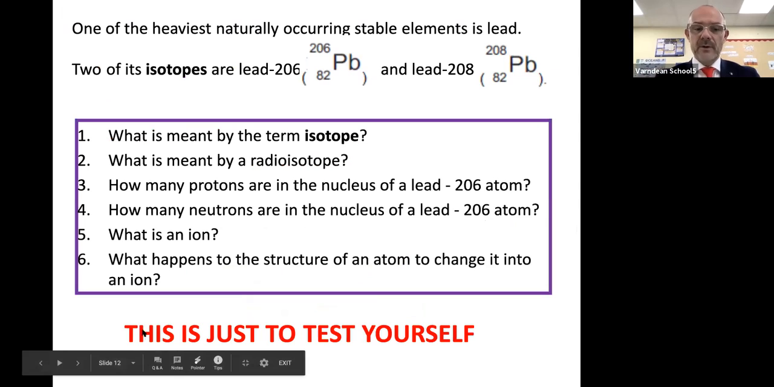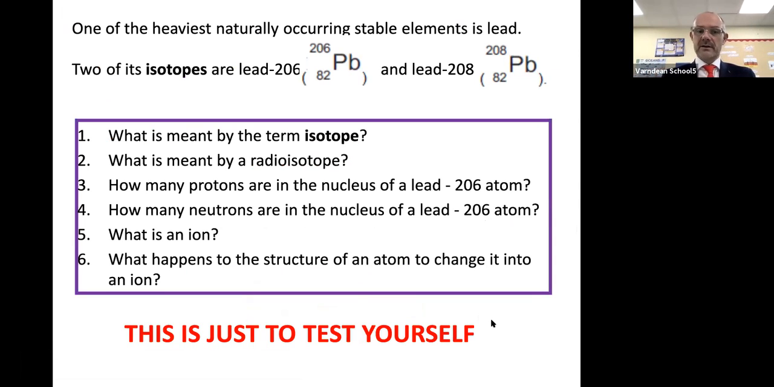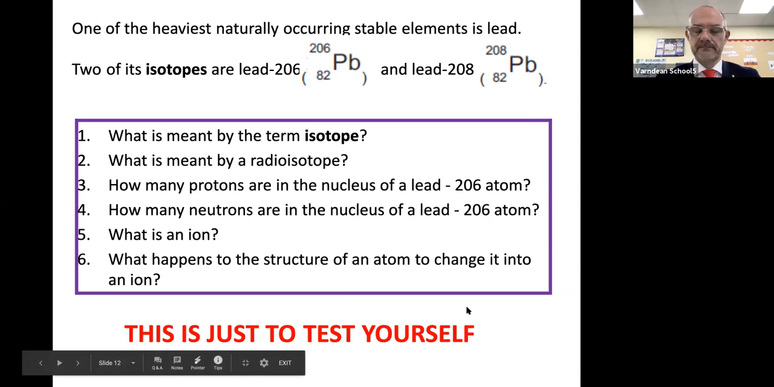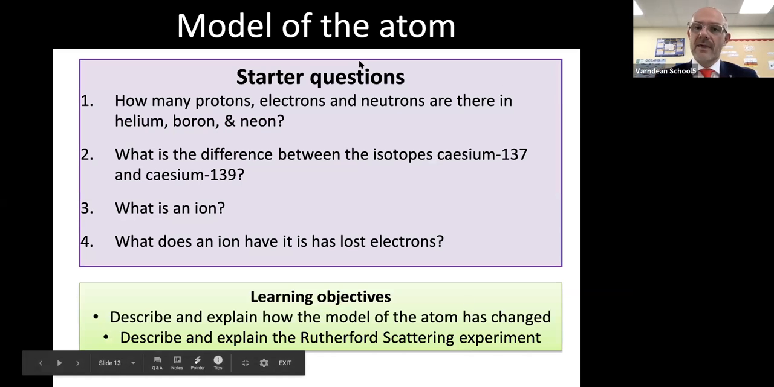Now, down the bottom in really big red letters, this is not a requirement this week. Those questions are for you to test yourself. Okay. Can you answer these questions? If you can't, go back, look at the slides, just make sure that you're able to answer those questions, because that then helps us do the next bit.